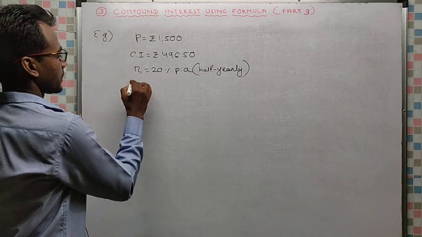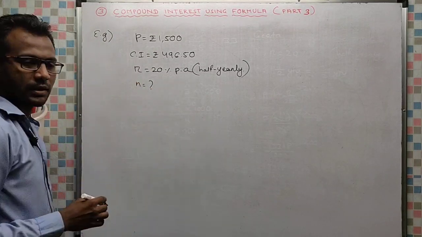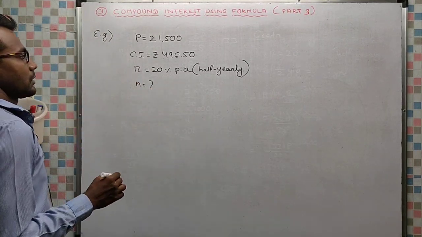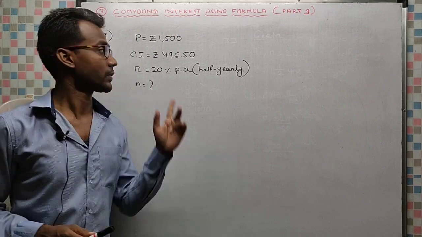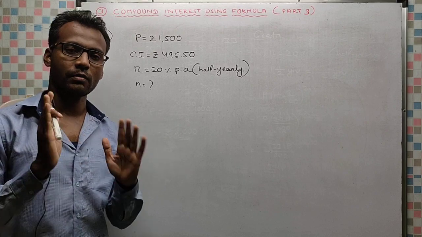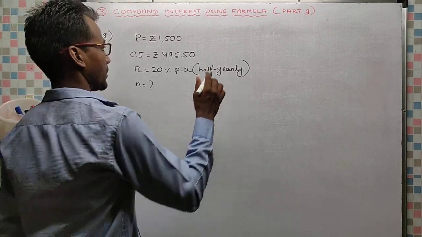Okay. So time has been asked. Let us use the formula. We can find the amount. As you know, we are never using the formula for CI. We are using the formula for amount only. So let us find the amount.